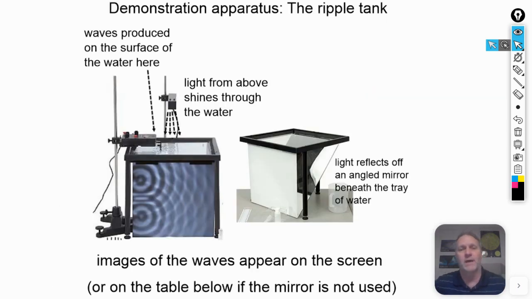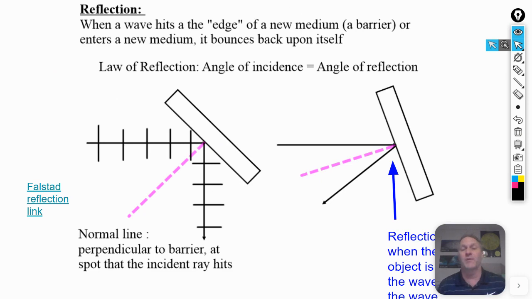Okay. So the next thing I want to do is talk about something called reflection. Reflection is actually a very, very basic concept. Reflection occurs whenever a wave strikes a barrier and bounces back into the medium that it came from. Okay. The illustrations that you're looking at right here probably don't really make a lot of sense.